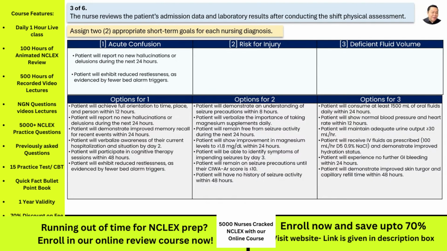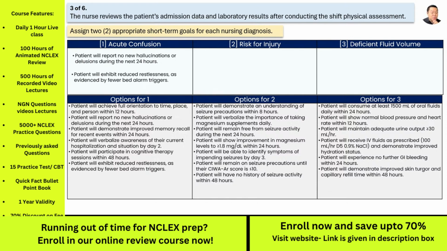Now, we also have patient will participate in cognitive therapy sessions within 48 hours. Do you think that this is appropriate? No, because cognitive therapy may not be effective in the acute alcohol withdrawal phase because the patient is likely too disoriented to participate meaningfully in such sessions, and reorientation and stabilization of the patient's mental status take precedence.